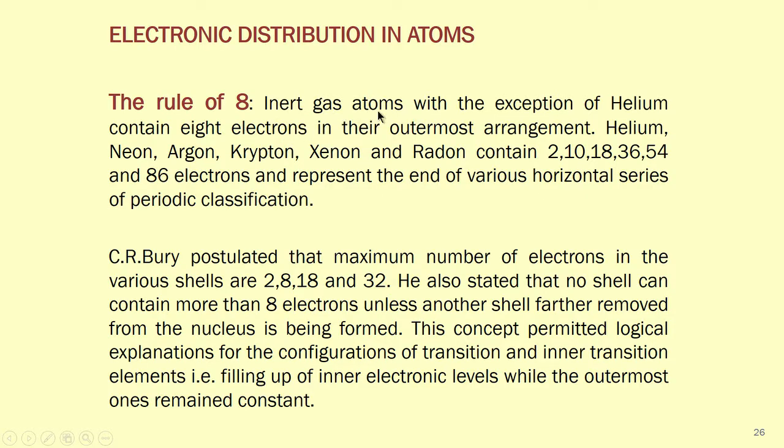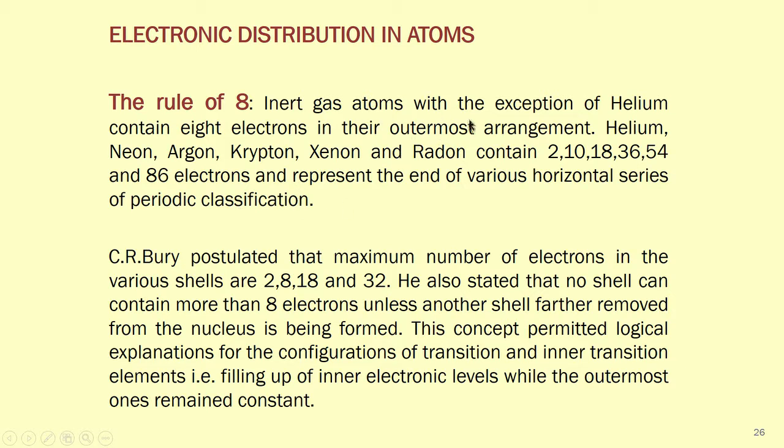So, the first thing we have to know is the rule of 8, that is, the inert gas atoms, with the exception of helium, contain a maximum of 8 electrons in their outermost arrangement. For example, helium has only 2, so for those with less than 8, the rule does not apply, of course. Neon, argon, krypton, xenon, and radon are the elements you find at the extreme right of the periodic table. They have 2 electrons, and then 10, 18, 36, 54, and 86 electrons in radon. So, they represent the end of the various horizontal series of the periodic classification.